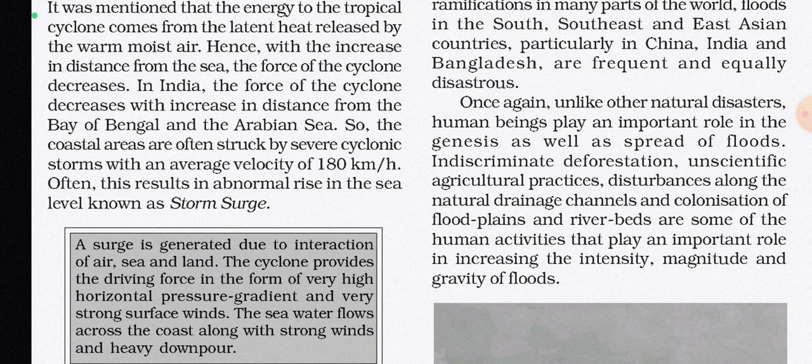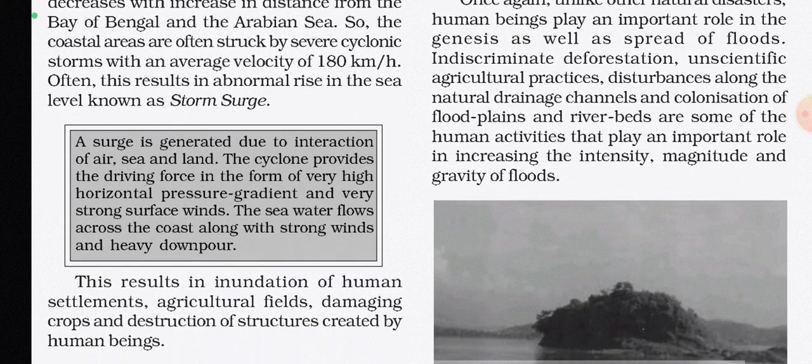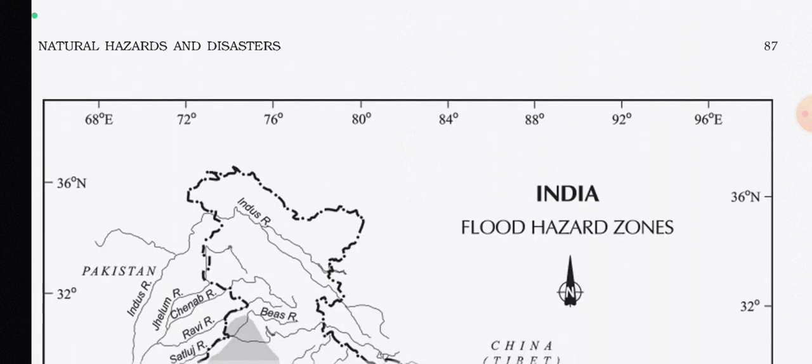of floods. Indiscriminate deforestation, unscientific agricultural practices, disturbances along the natural drainage channels, and colonization of floodplains and river beds are some of the human activities that play an important role in increasing the intensity, magnitude, and gravity of floods.